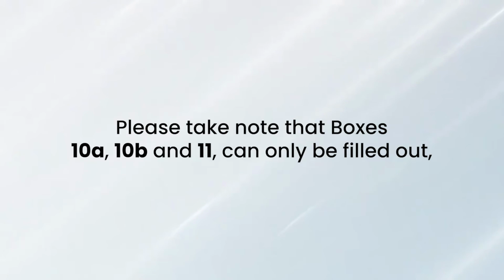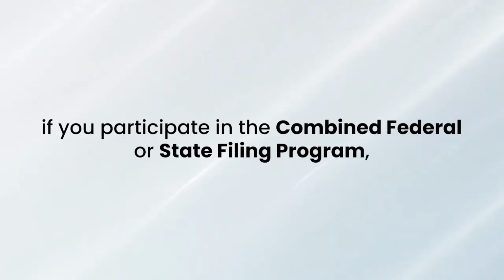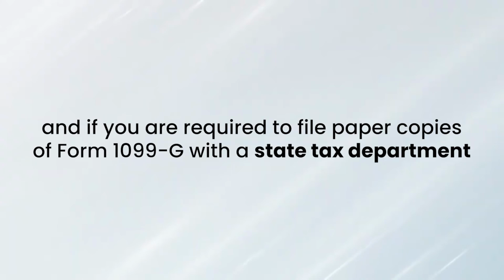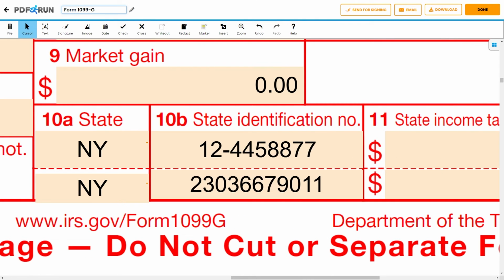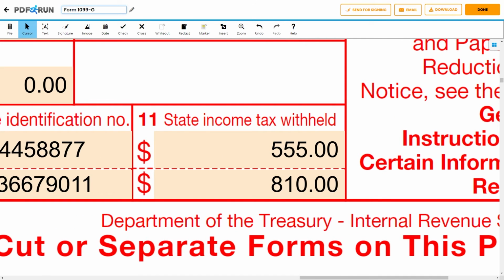Please take note that boxes 10A, 10B, and 11 can only be filled out if you participate in the combined federal or state filing program, and if you are required to file paper copies of Form 1099-G with a state tax department. For Box 10A, enter the state. For Box 10B, enter the state identification number. And lastly, for Box 11, enter the amount of any state income tax withheld.